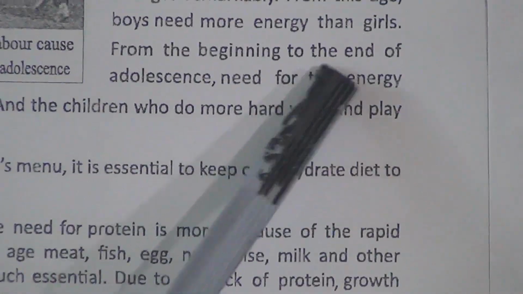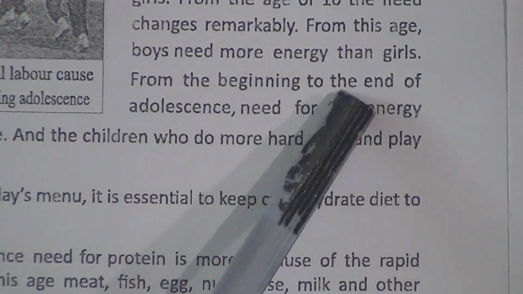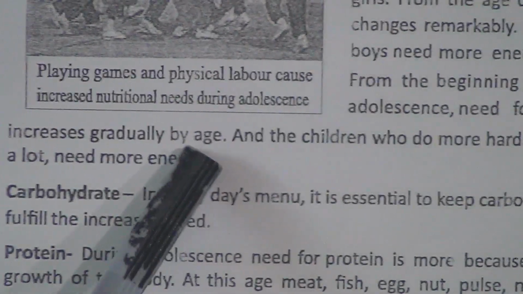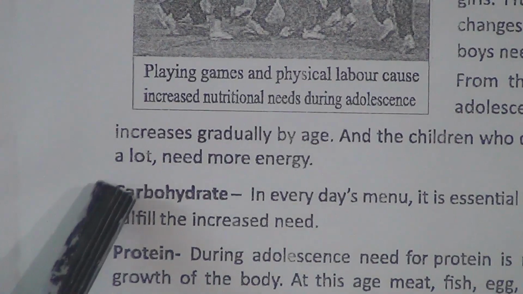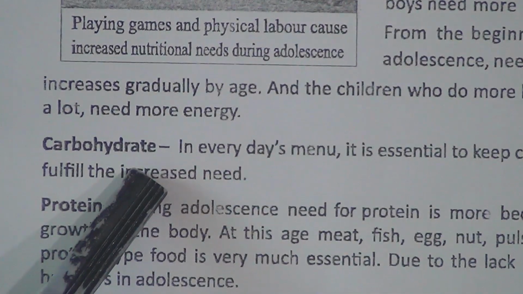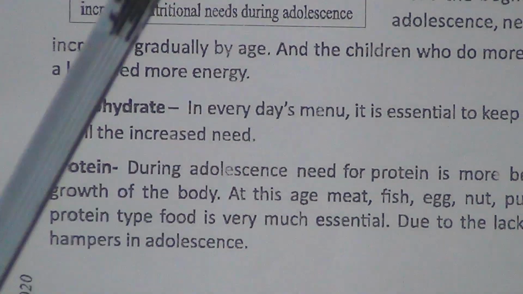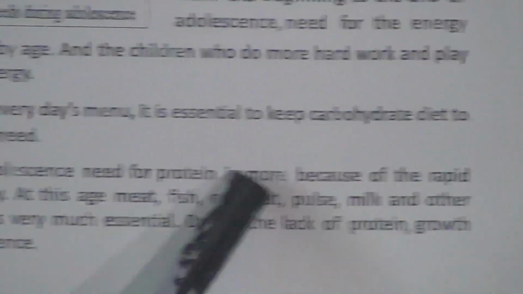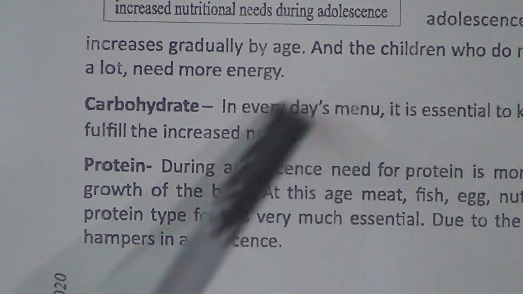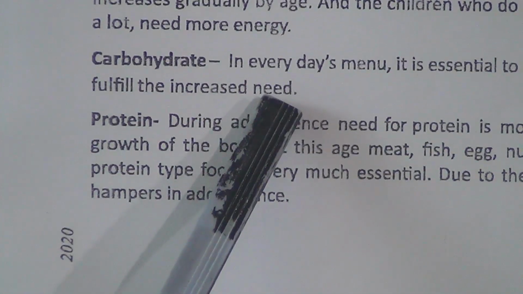From the beginning to the end of adolescence, need for the energy increases gradually by age, and the children who do more hard work and play a lot need more energy. Now we learn about carbohydrate. In everyday's menu, it is essential to keep carbohydrate diet to fulfill the increased need.